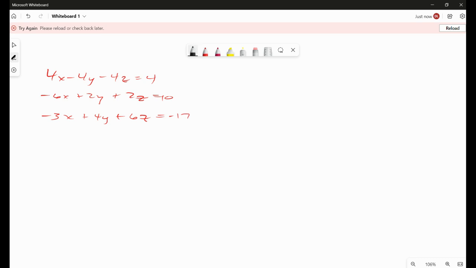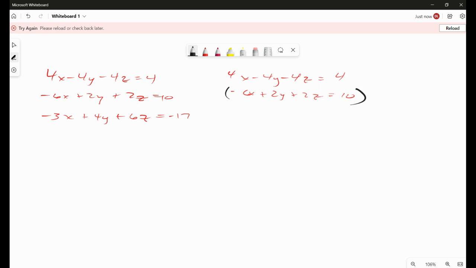So then I can take these two equations and I can look for something to cancel out. I'm just going to cancel out the y. So I'm going to leave this one as 4x minus 4y minus 4z equals 4. And then I'm going to take this one, negative 6x plus 2y plus 2z equals 10.